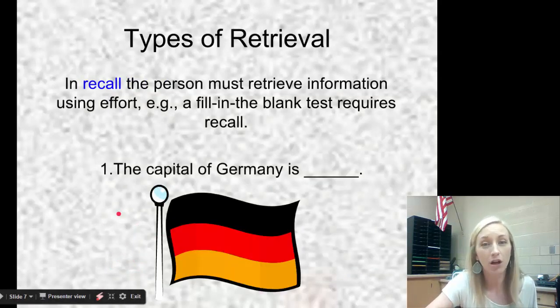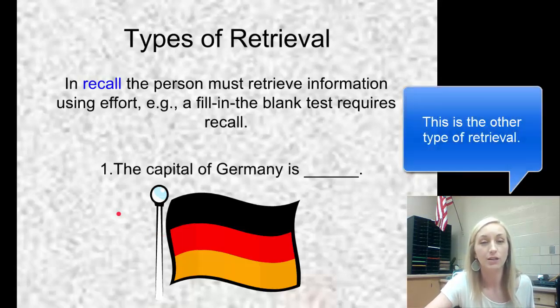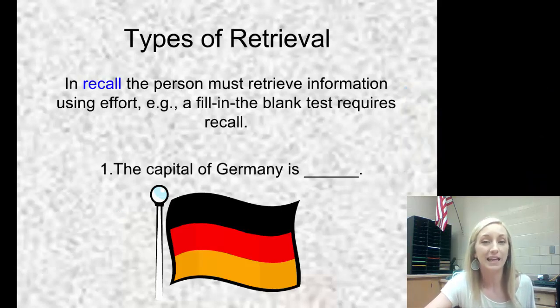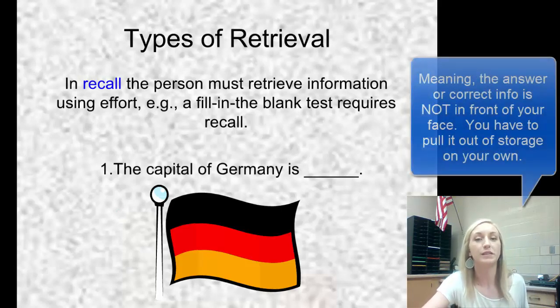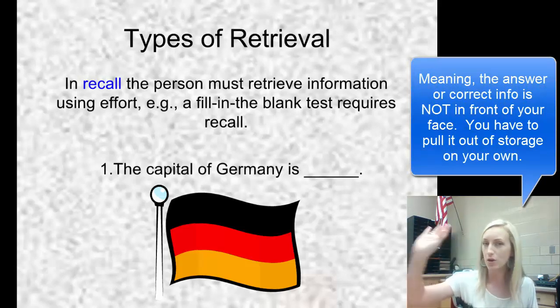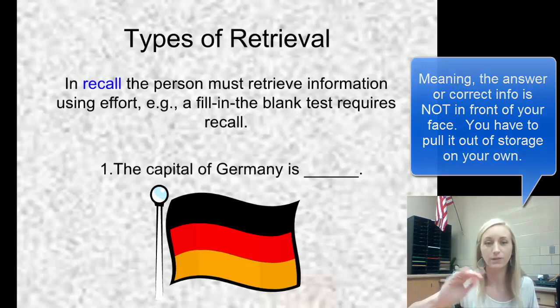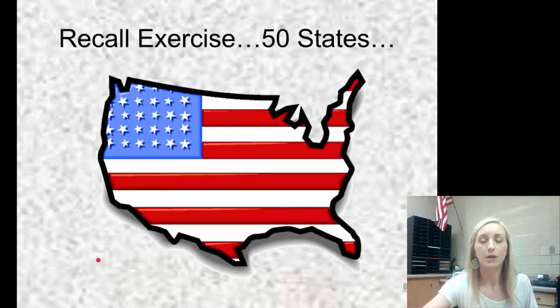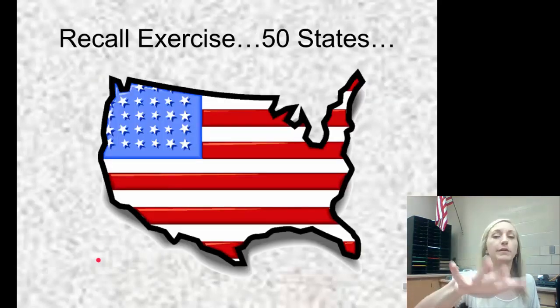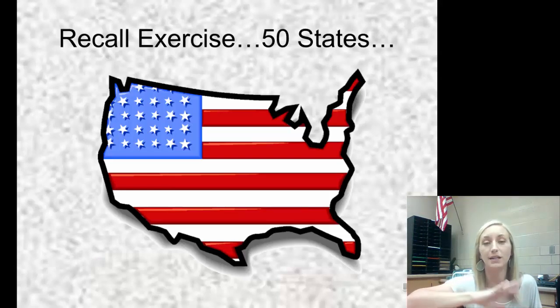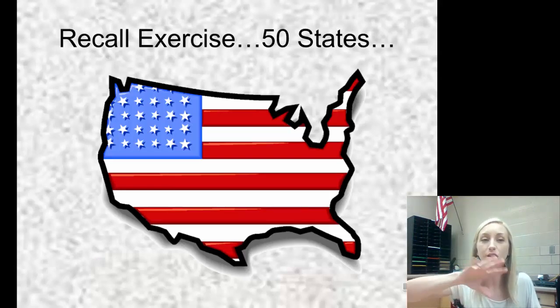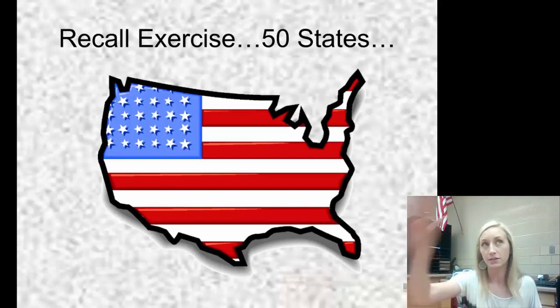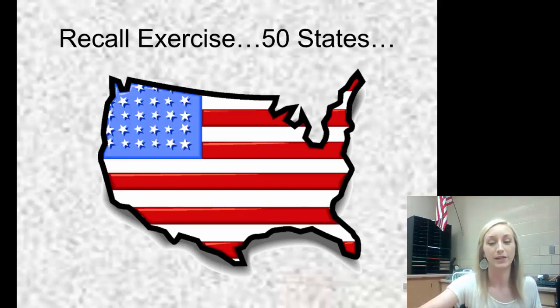Types of retrieval. In recall, the person must retrieve information using effort. An example being fill in the blank. A fill in the blank or even an essay requires recall because the information isn't there. No word bank, right? So hopefully you remember the capital of Germany. I'm not giving you options. You just have to recall it as Berlin. A recall exercise would be, okay, tell me all 50 states. I'm not going to give you any hints or any cues. I'm not going to have you recognize the states amongst a list. You just have to recall them.